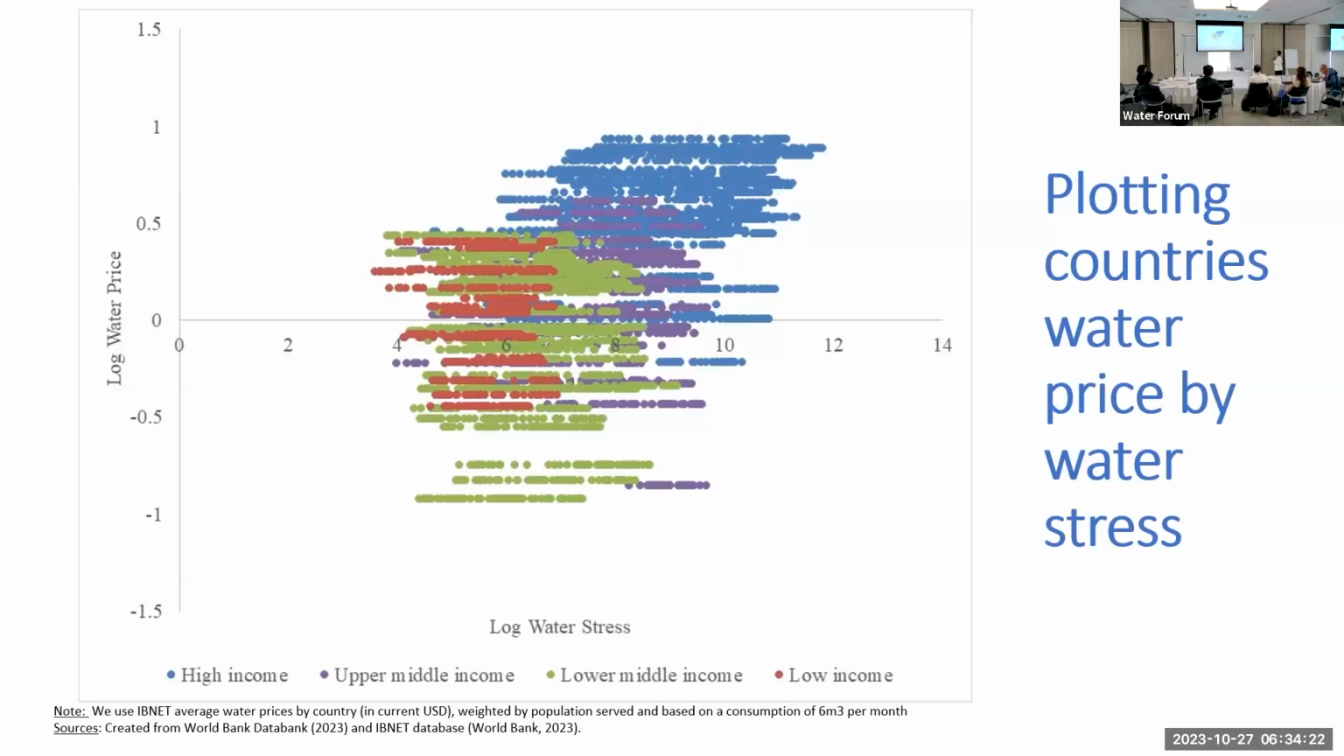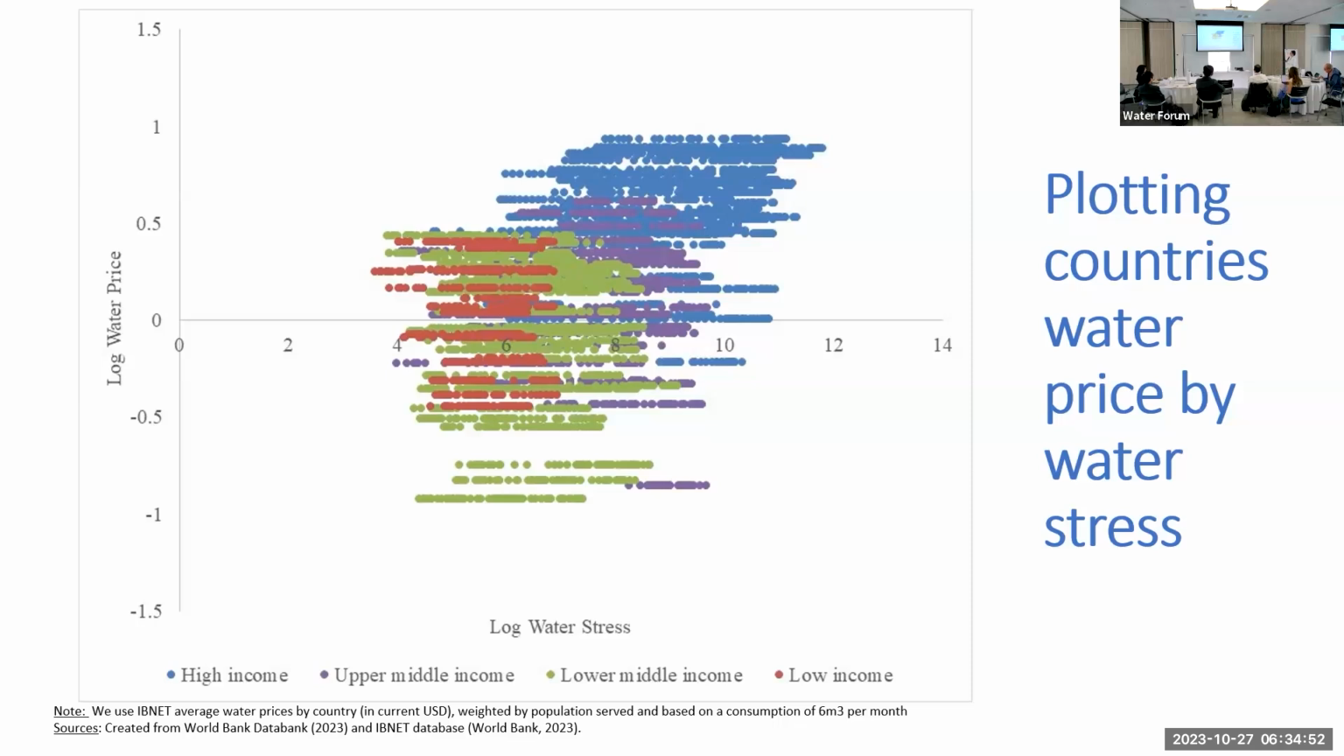This is the scatter plot. So what we did was just to look at the relationship between water prices found across all different countries. The World Bank often classifies the red, the low income, as the global south. The blue is generally the global north, as well as the purple, and the green is kind of in the middle. So this is trying to look at, is there a relationship between water stress and water prices? Do we see anything? And pretty much you don't see anything.